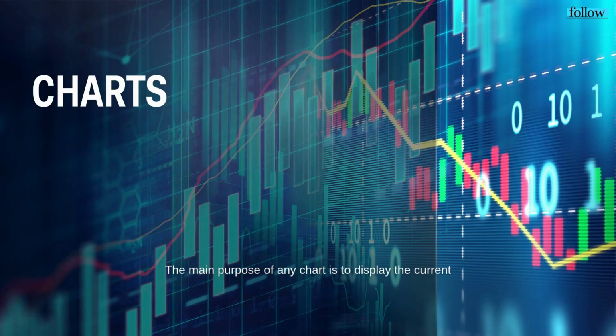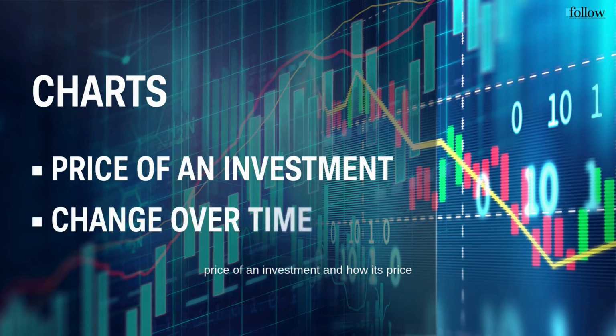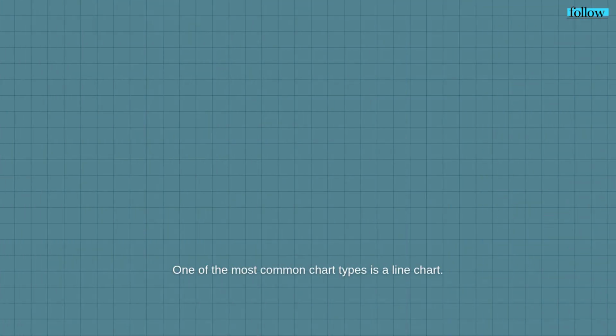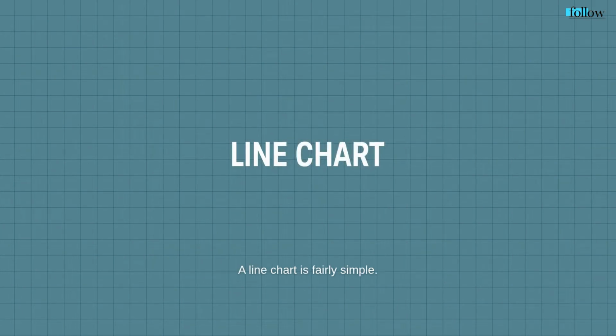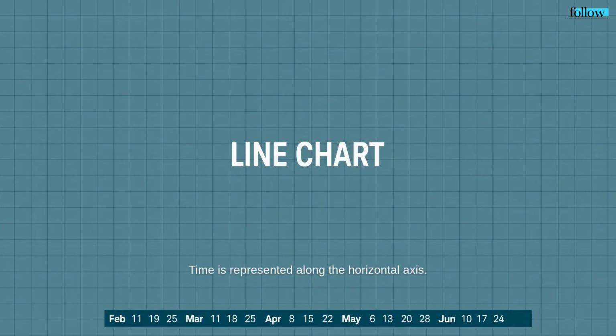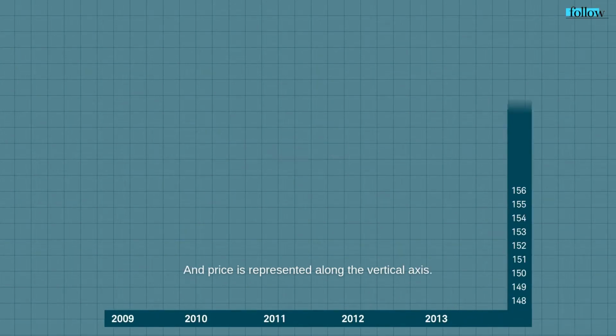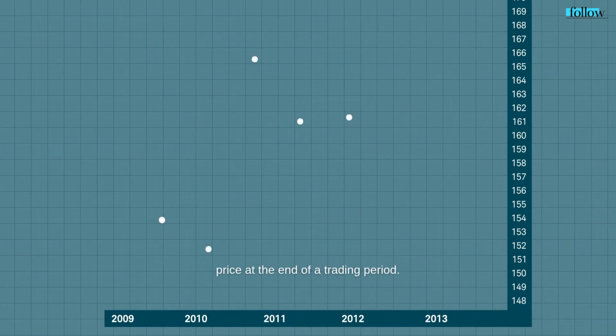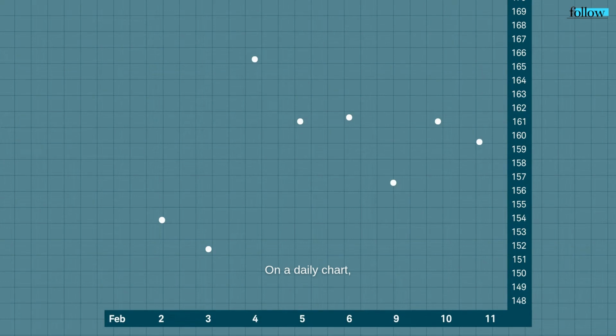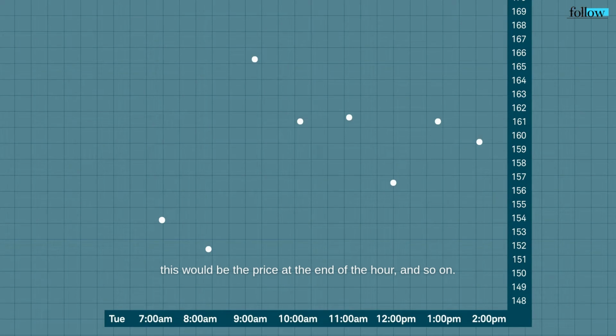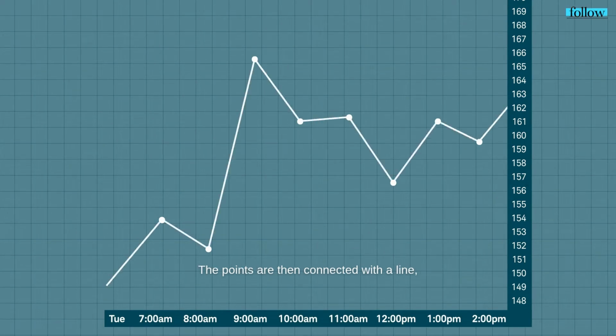The main purpose of any chart is to display the current price of an investment and how its price has changed over time. One of the most common chart types is a line chart. A line chart is fairly simple. Time is represented along the horizontal axis. This time frame can be adjusted to show any period you want, from minutes to days to years. And price is represented along the vertical axis. Points are added to the chart to display the investment's price at the end of a trading period. On a daily chart, this would be the closing price at the end of a trading day. On an hourly chart, this would be the price at the end of the hour, and so on. The points are then connected with a line, which provides an easy way to visualize price changes.